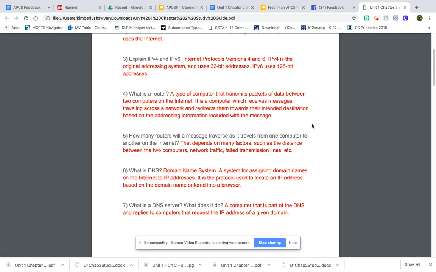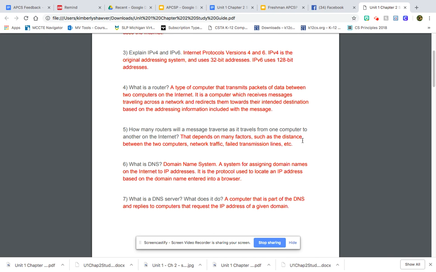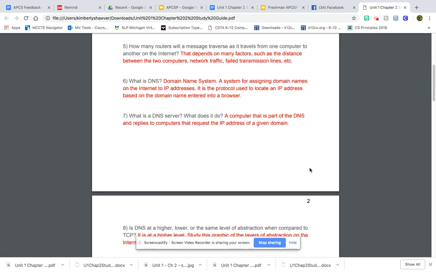Remember when we worked on the router internet simulator? One of the things we said is that we try to balance the workload across a given system of routers. How many routers will a message traverse as it travels from one computer to another on the internet? That will depend on many factors, such as the distance between the two computers, the amount of network traffic, if there are any failed transmission lines, etc.